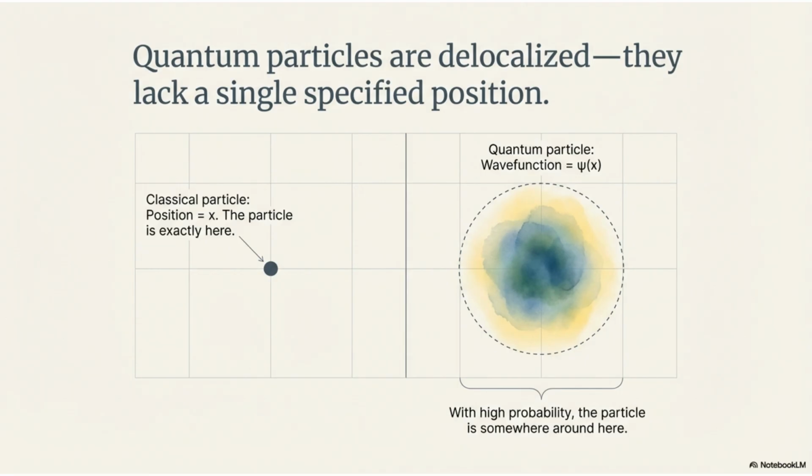Quantum particles are delocalized, meaning they lack a single specified position. While a classical particle has an exact position, a quantum particle's location is described by a probability function, indicating it is somewhere around a certain region with high probability.